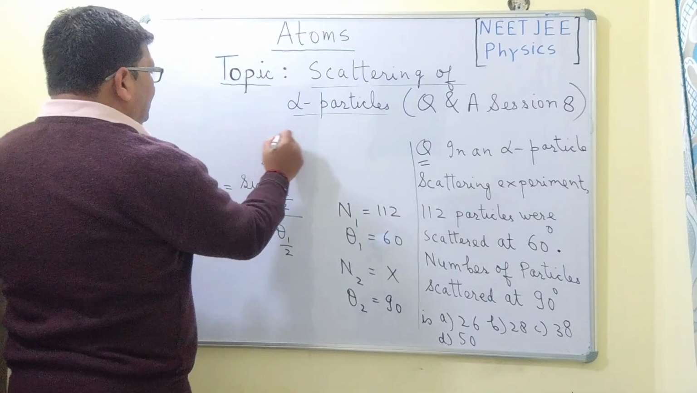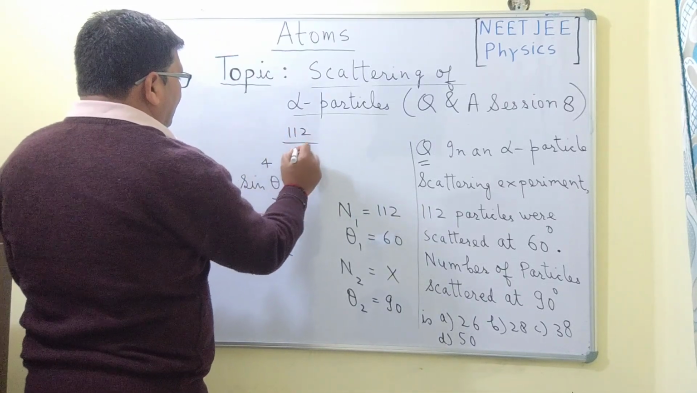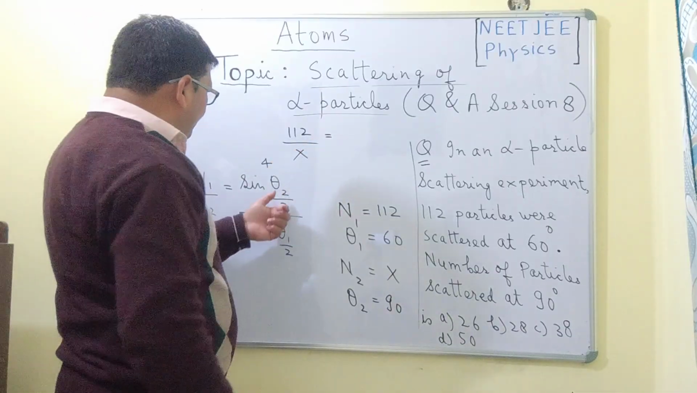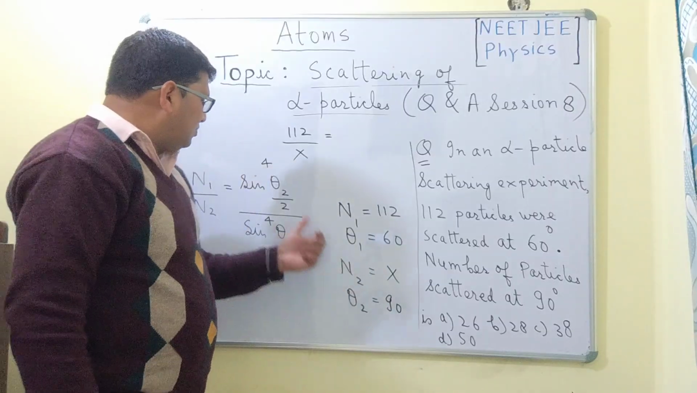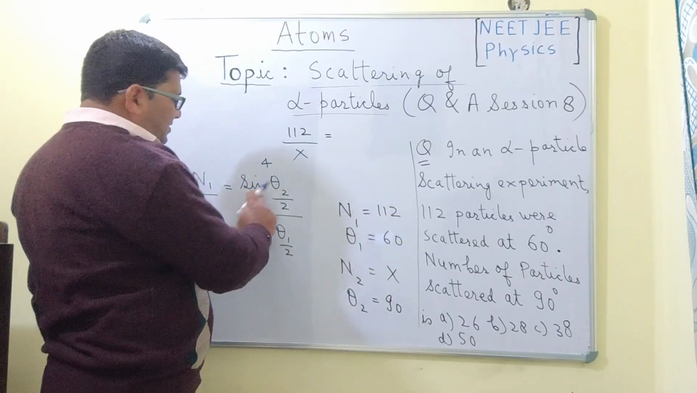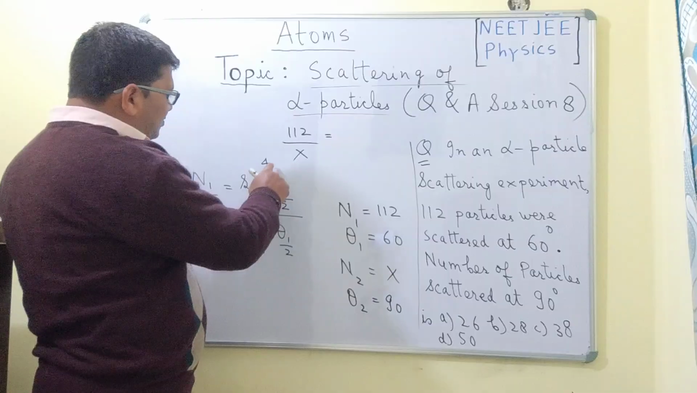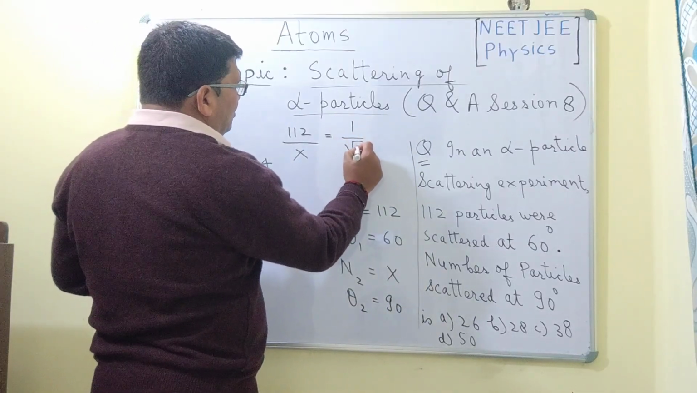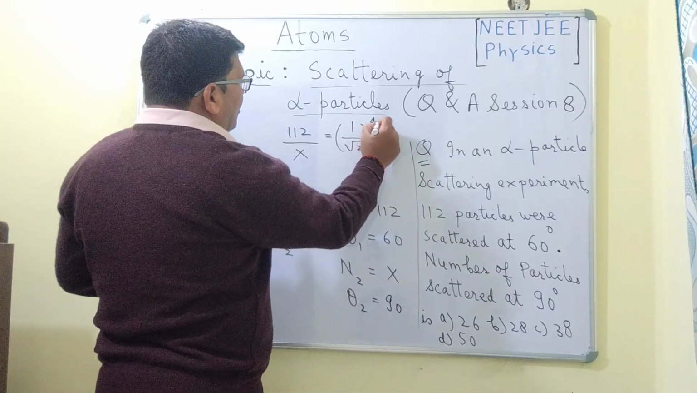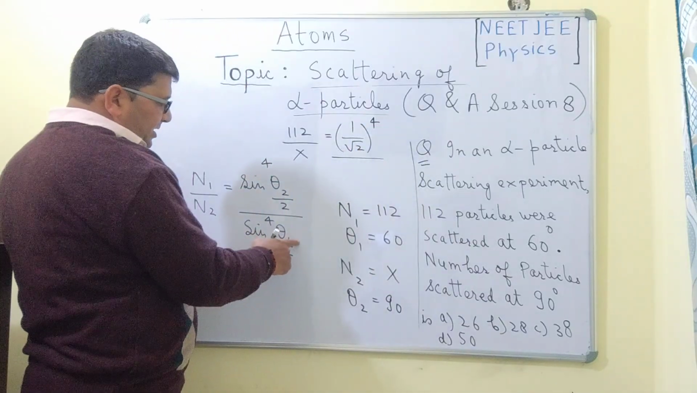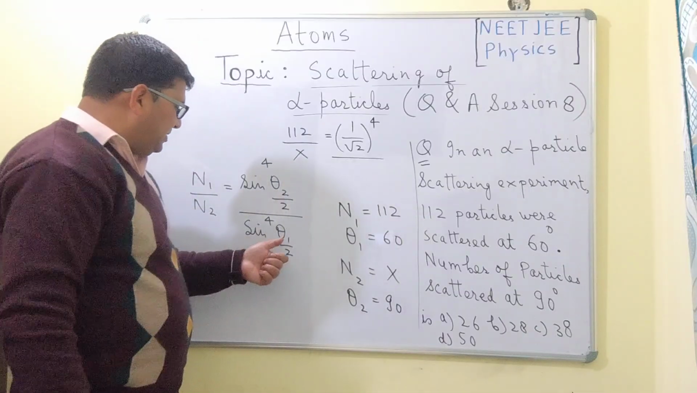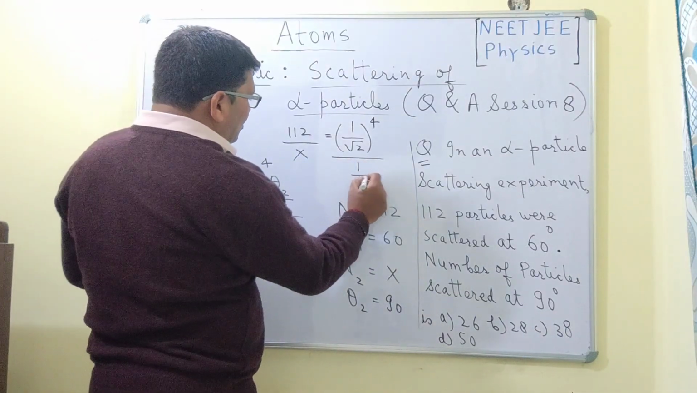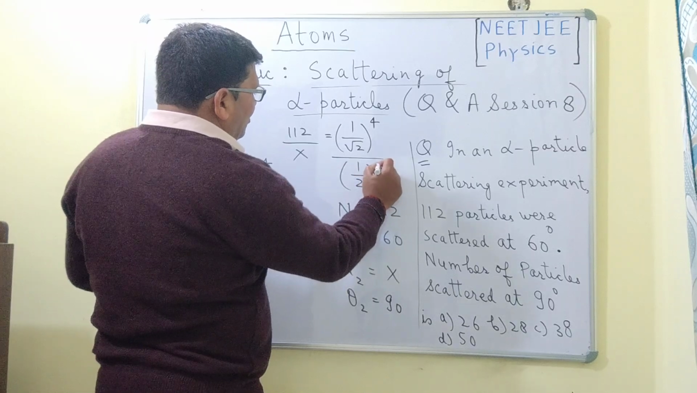Here n1 is given to us as 112 and n2 has been taken as x. Now theta 2 is equal to 90 degrees, so theta 2 by 2 will be equal to 45, and sine 45 is equal to 1 by root 2. So 1 by root 2 to the power 4 divided by, and theta 1 is equal to 60 degrees, so theta 1 by 2 will be equal to 30 degrees. Sine 30 is equal to 1 by 2, so this will be 1 by 2 to the power 4.